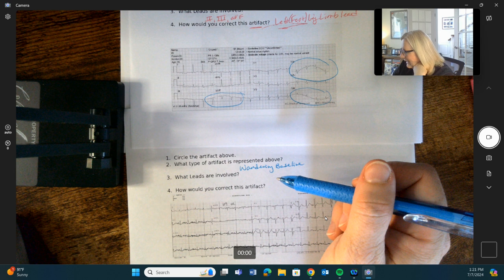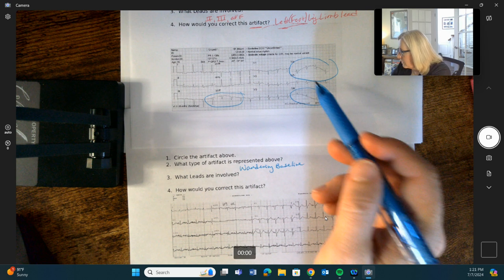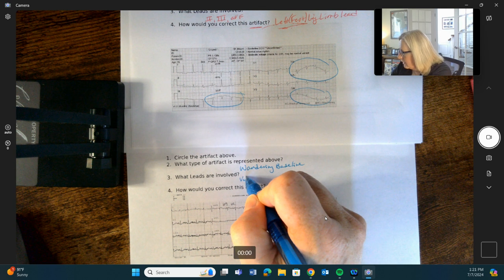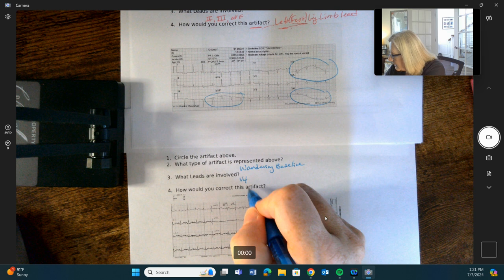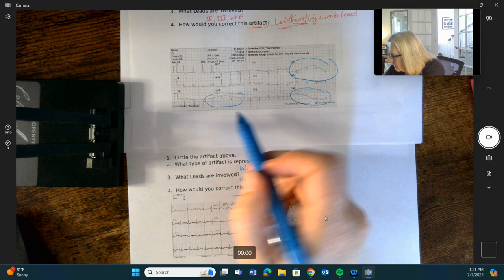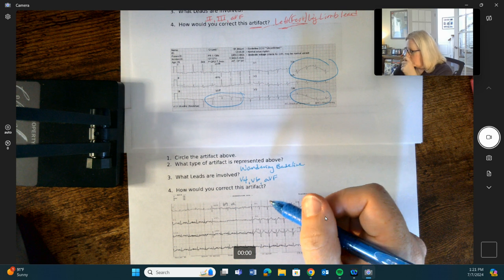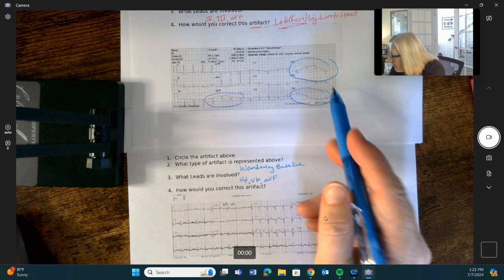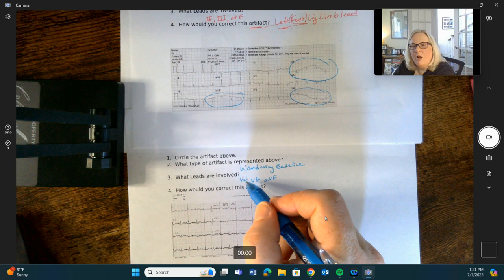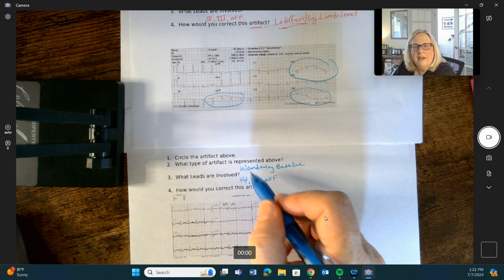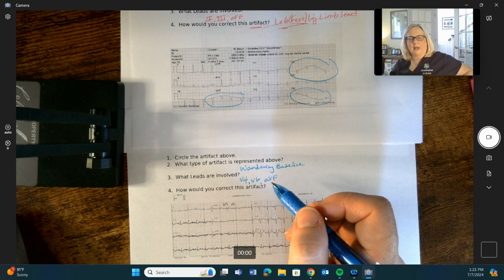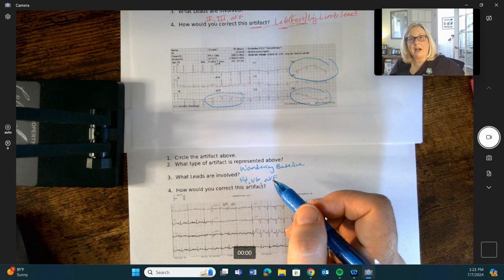So what leads are involved? You can see that V4 is, V6, and it looks like AVF. Maybe a little bit of V5's okay. But you can see it's all kind of down in this area, right? V4 and 6 down here near the diaphragm, near the bottom of the rib cage, right?